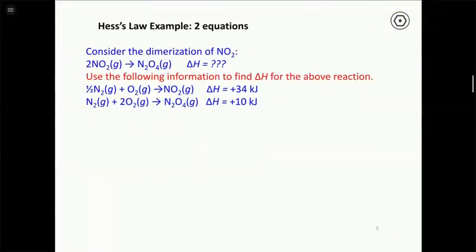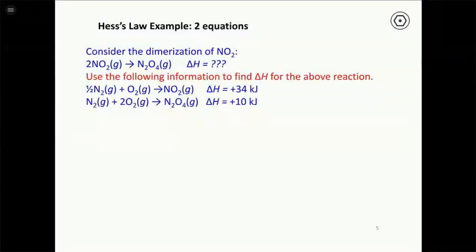So let's say we want to figure out the enthalpy change for the dimerization of NO2. So we're going to take two NO2s and combine them together to make N2O4. So we're just going to stitch two together to make a molecule that's twice as big. We want to find delta H for this reaction, and we're given delta H for these two reactions here. One of them is N2 plus O2 to make NO2, and one of them is N2 plus O2 to make N2O4. So we have those two enthalpy changes. We want to figure out how to combine these to find delta H for this reaction.